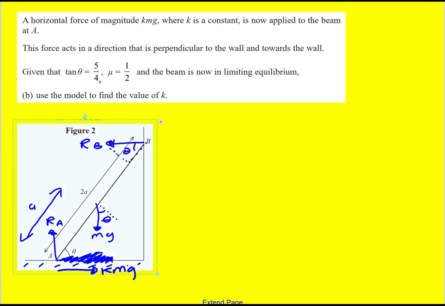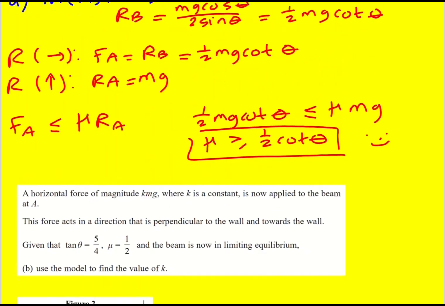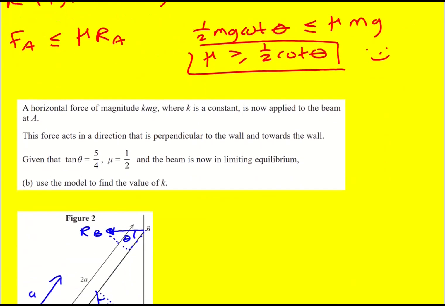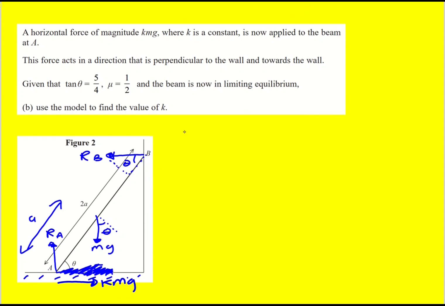And we're also given that tan theta is 5/4, and now mu is equal to a half. So we could do lots of the similar things again. Well, we don't know that RB is now equal to FA, for example, but there are some things we do know. For example, we still can take moments about A and get that same result that RB is a half mg cot theta as before.